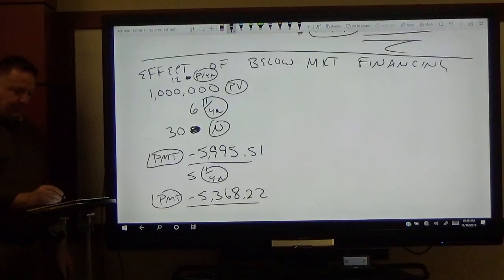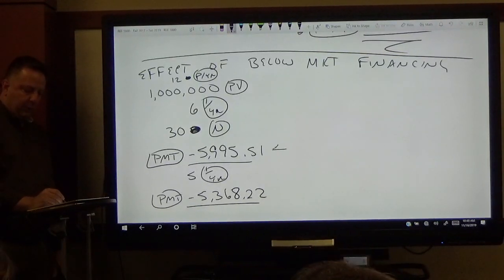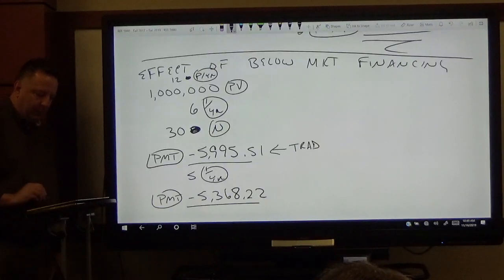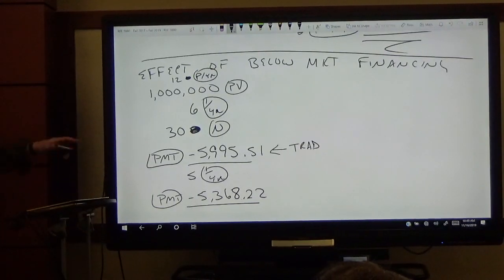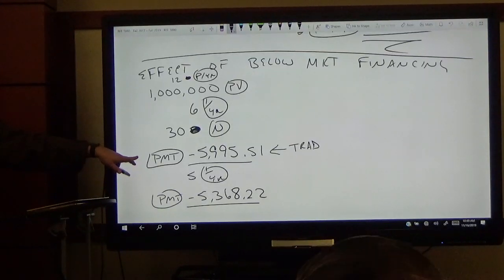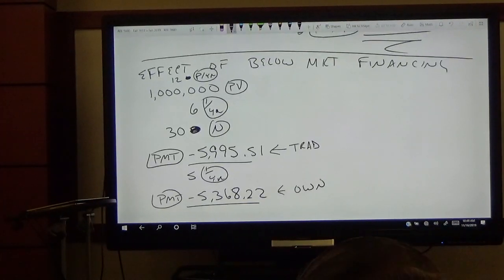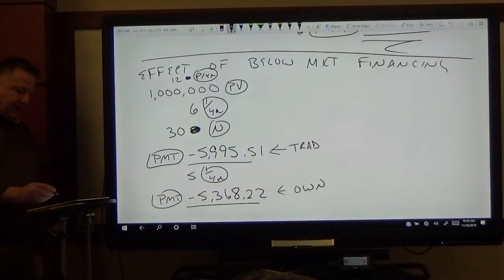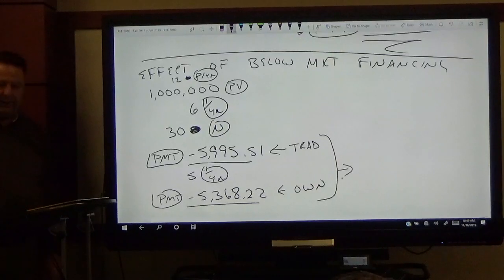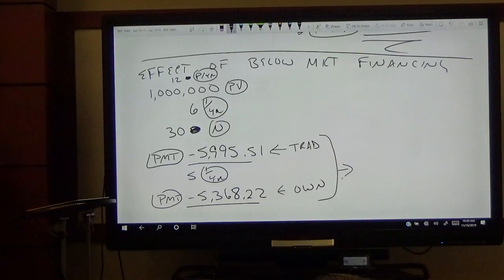So basically, if the borrower goes to a traditional lender, they're going to have to pay roughly $6,000 a month in their monthly payment. If they go with the owner financing, they're only going to have to pay $5,300 a month. Does that make sense? Yes or no? Okay. Now, what is the difference in those two payments as a dollar amount? Okay, so do the simple math. You mean as far as the interest?